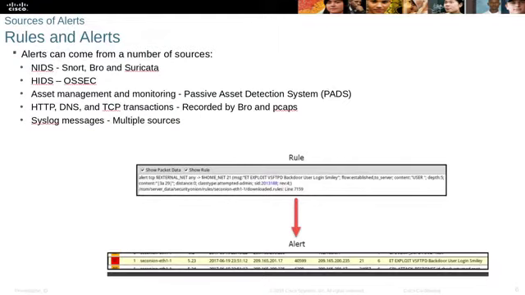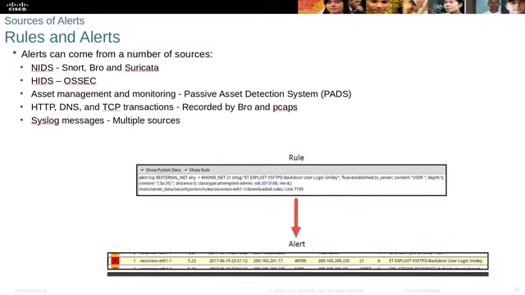So moving on to rules and alerts. The alerts can come from a number of sources. Network-based intrusion detection systems such as Snort, Bro or Suricata. Host-based intrusion detections such as OSEC. Asset management and monitoring, so passive asset detection systems, PADS. They could even come from common protocols, so for instance HTTP, DNS and TCP transcripts recorded by Bro or packet captures, and they can come from syslog messages, which of course can be generated from multiple sources.